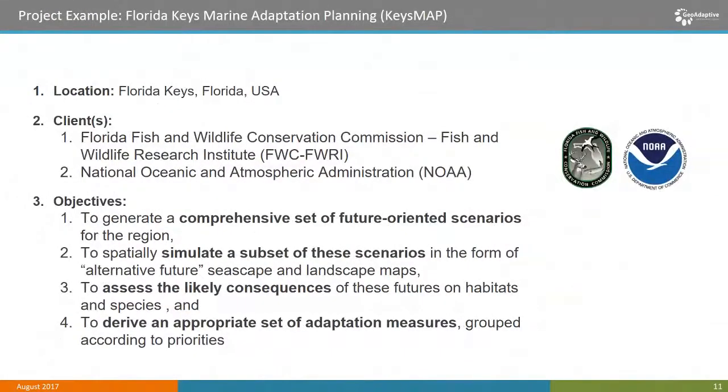The first example I'd like to go over is the Florida Keys Marine Adaptation Planning Project. This was for the Florida Keys region and working with the Florida Fish and Wildlife Conservation Commission, specifically their Fish and Wildlife Research Institute, as well as with funding from NOAA. The main objectives of this project were generating a comprehensive set of future-oriented scenarios, simulating a subset of those scenarios, assessing the likely consequences, and deriving an appropriate set of adaptation measures based on those consequences.